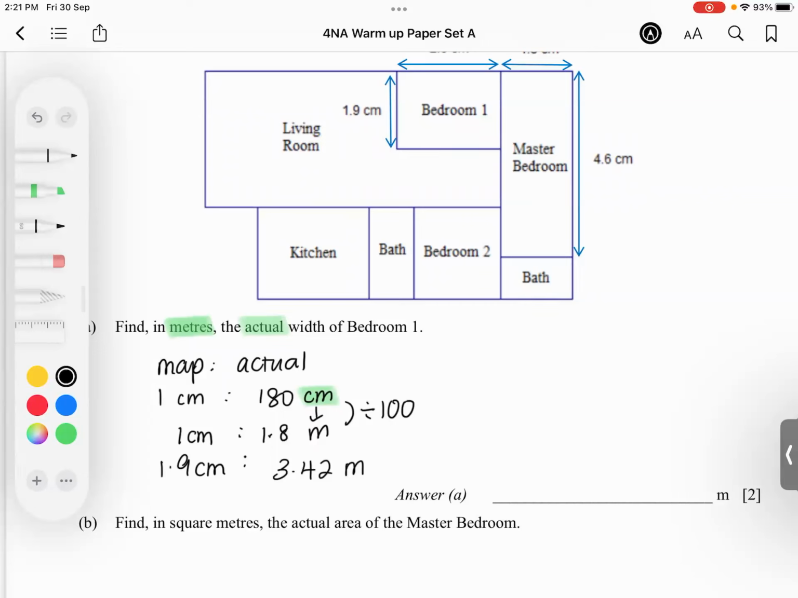This kind of question is very, very basic, very, very standard. You must definitely know how to do it. You cannot not know how to do it.